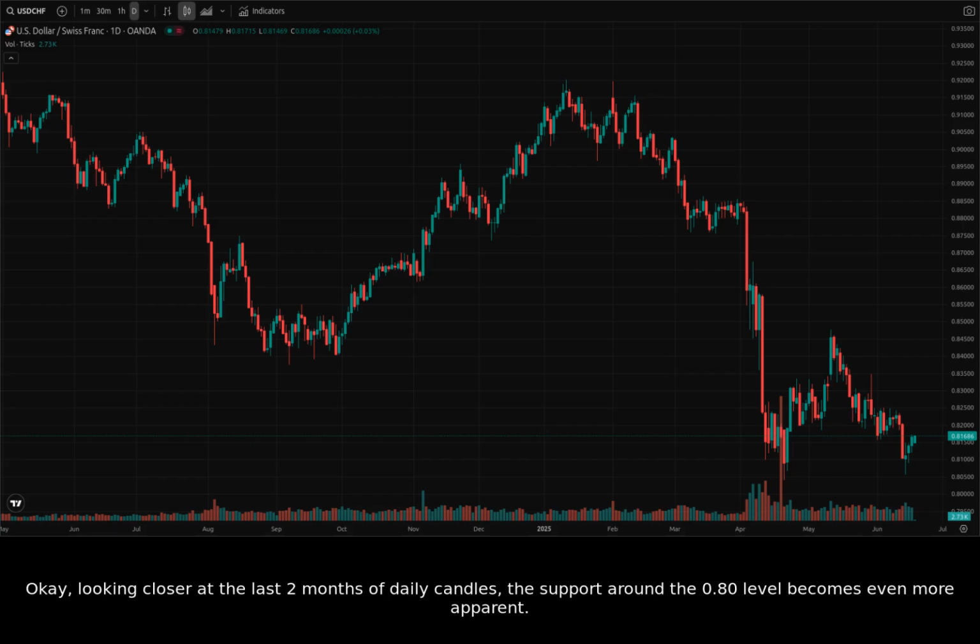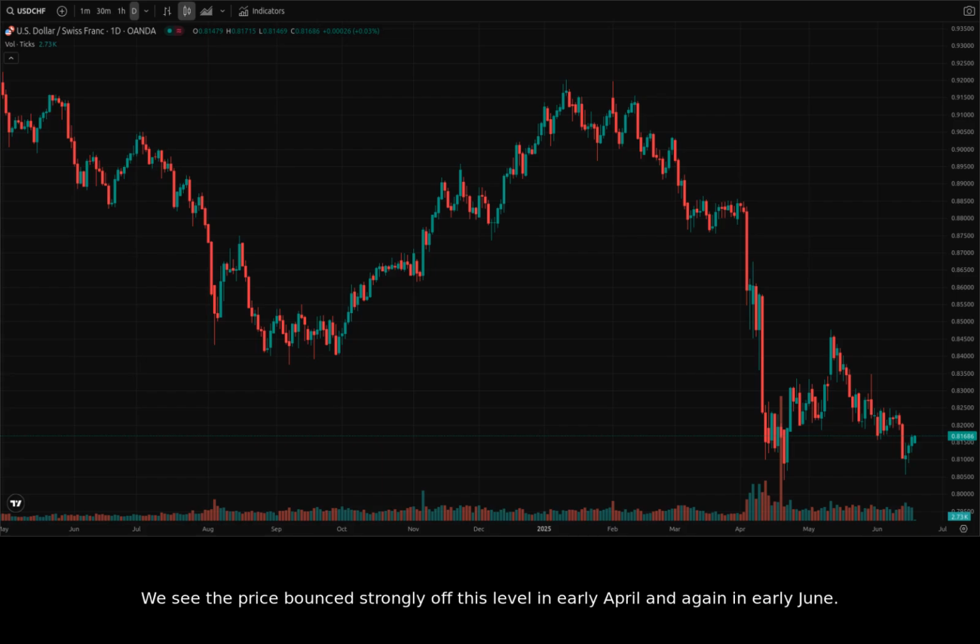Okay, looking closer at the last 2 months of daily candles, the support around the 0.80 level becomes even more apparent. We see the price bounce strongly off this level in early April and again in early June. However, the pair has been making lower highs, indicating bearish sentiment. Let's switch to the 1-hour chart to analyze the intraday movements.